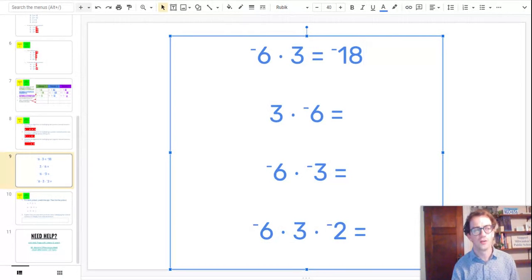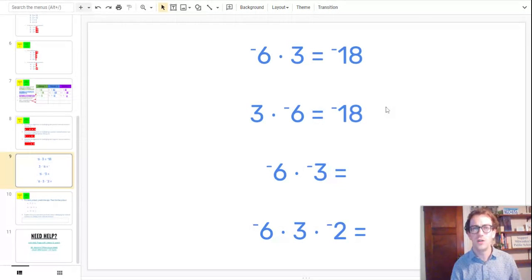What if we switched around and had 3 times negative 6? Well, first I'm going to ask myself, is that a group 1, group 2, or group 3 equation? I've got one positive, one negative, which means my product has to be a negative still. Okay, then 3 times 6 is 18. Let's pause right here. What do we notice about these two equations? Negative 6 times 3 and 3 times negative 6 flipped around, those both equal negative 18.